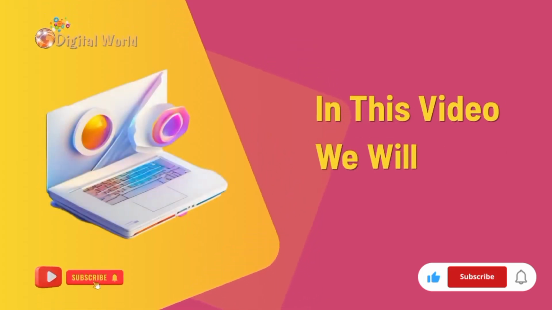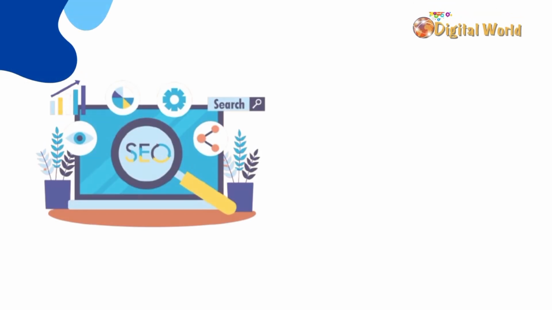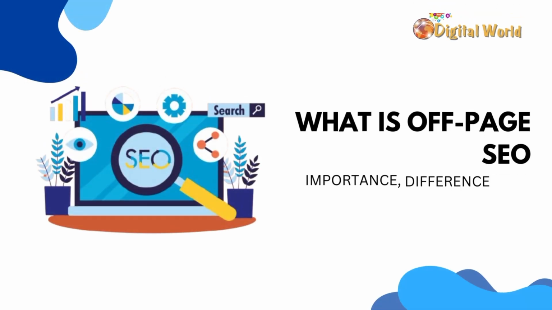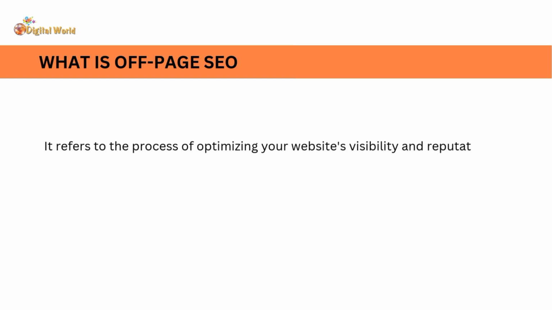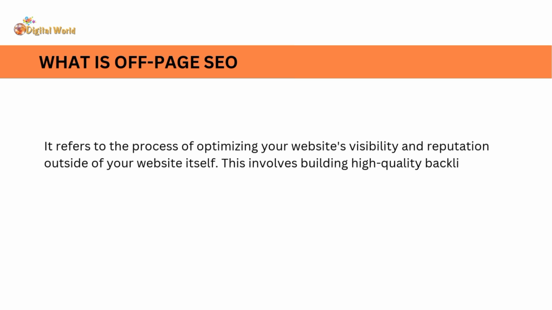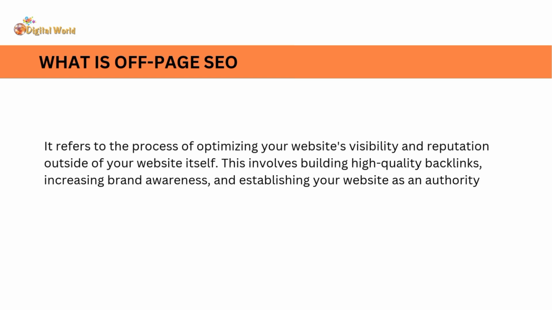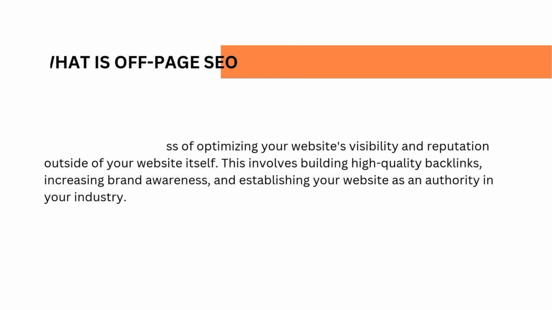In this video, we will talk about what is off-page SEO, why it is important, and what are the differences between on-page SEO and off-page SEO. Also, we define 5 off-page SEO techniques that work. Now let's get started. What is off-page SEO? It refers to the process of optimizing your website's visibility and reputation outside of your website itself. This involves building high-quality backlinks, increasing brand awareness, and establishing your website as an authority in your industry.